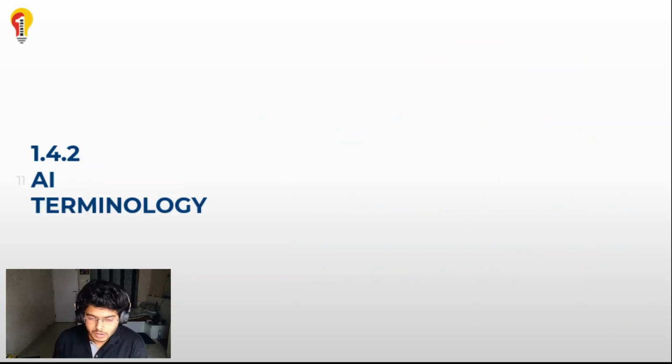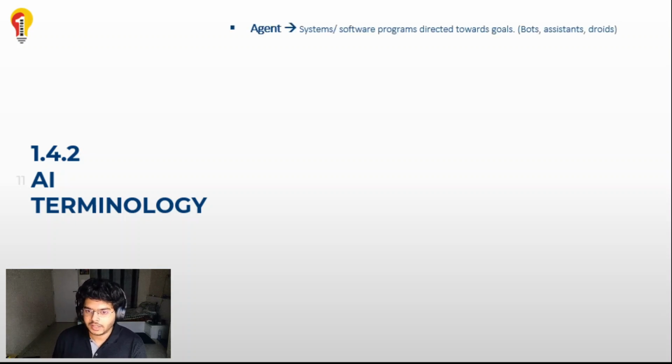So now we'll dive deeply into the terminologies that are a very integral part of learning AI. The first and foremost thing is an agent. Basically, an agent is a system or software program which is directed towards a goal. We define a goal and it does everything it can to reach that goal. For example, a bot, an assistant, or droids. It's as simple as that.